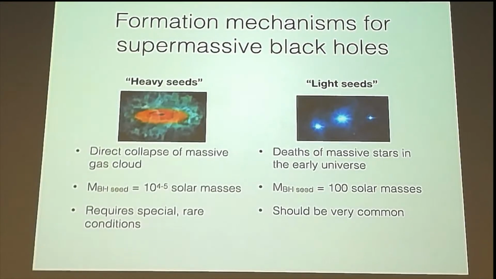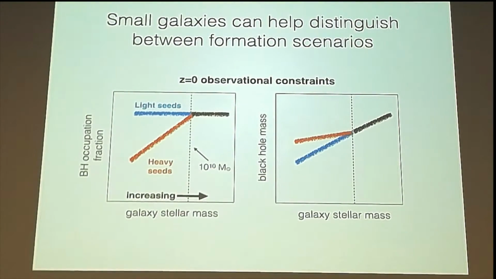And interestingly, the population of black holes in small galaxies today can help us distinguish between these different formation scenarios. The plot on the left is just a rough schematic of the black hole occupation fraction, what we expect for the fraction of galaxies that contain a black hole as a function of the galaxy's stellar mass. And the key thing here is that for galaxies with stellar masses above about 10 to the 10 times the mass of our sun, no matter how the first black hole seeds formed, you expect every galaxy to have one today.